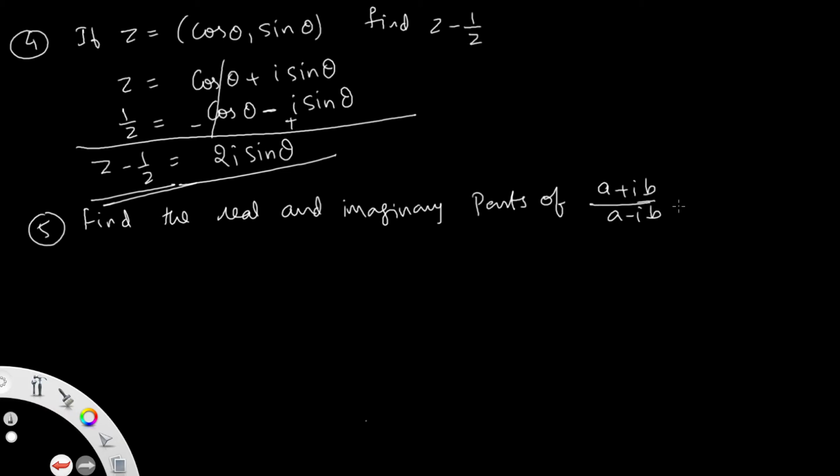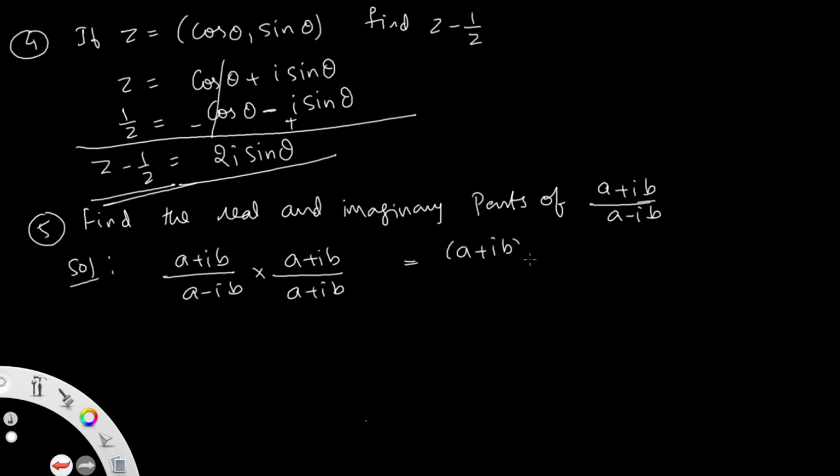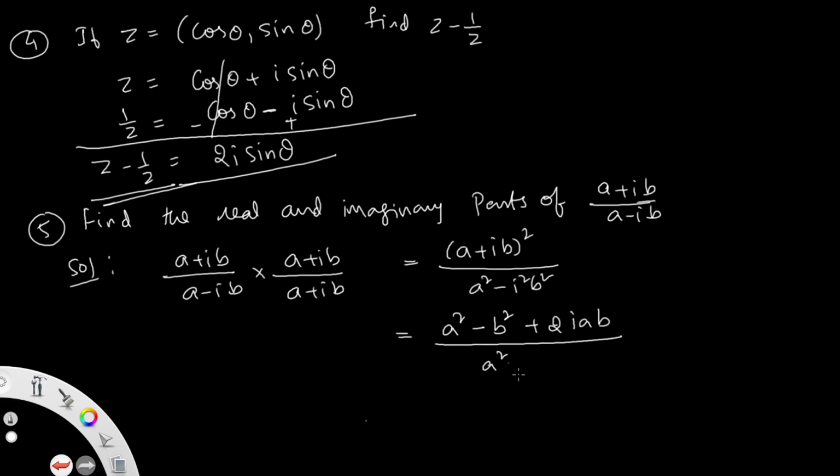So we have to convert it into simplified form, that is (a plus ib) by (a minus ib). Just multiply and divide by its conjugate, that is (a plus ib) by (a plus ib). Simplifying, that is (a plus ib) whole square divided by the denominator of the form a square minus i square b square. That is nothing but a square plus i square b square minus b square plus 2iab, divided by a square plus b square. Why? Because i square is minus 1. So that is why we have written that.